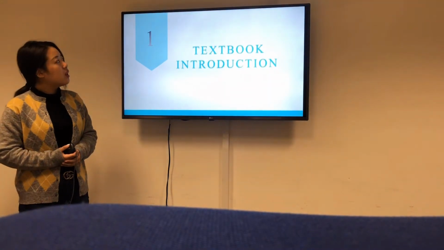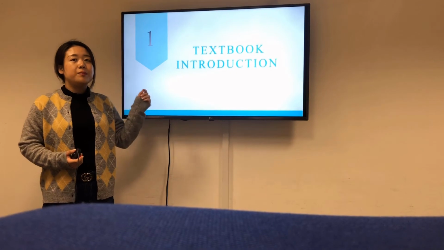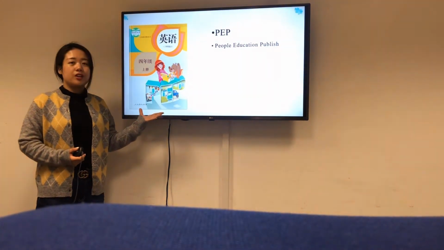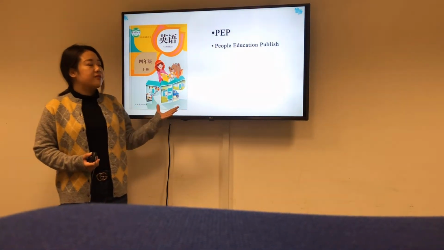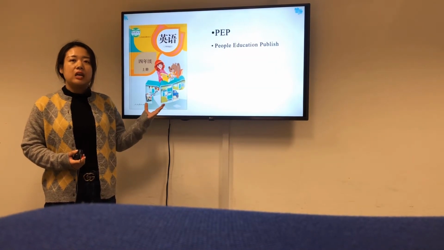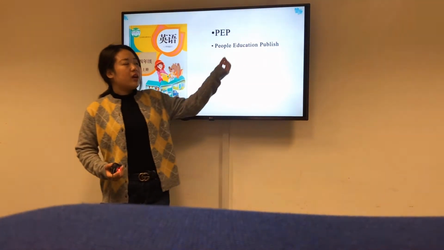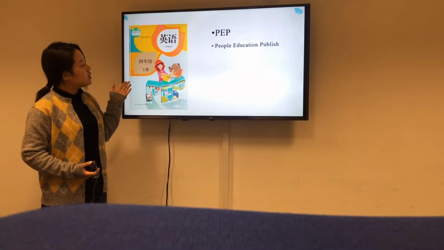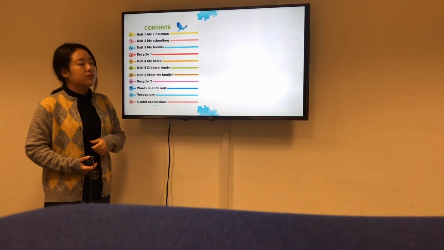So first of all, let me introduce the textbook. Yes, that is the PEP English textbook. So this is the cover of the PEP English book. You know, PEP English book is very famous in China, and this is the main English textbook material in China. So that is People Education Publish. You can see this is the primary school textbook, grade 4, and this is the content.